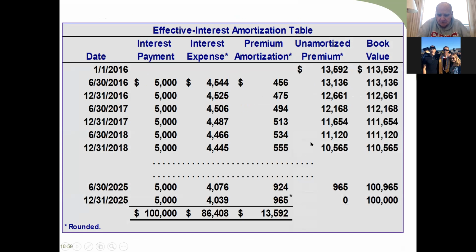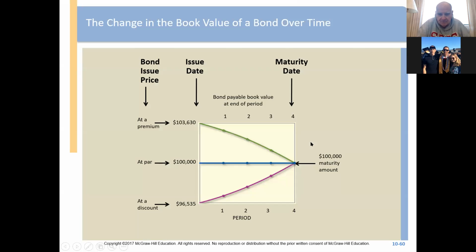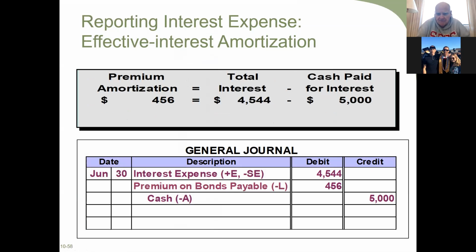And there is our grid. Not too tough if you understand the difference between the coupon rate and the market rate. And you understand that the coupon interest payment is the annuity amount, and it never changes, never, during the life of the bond.